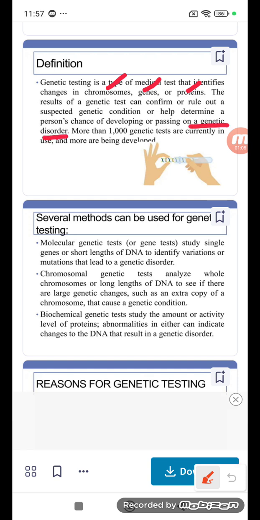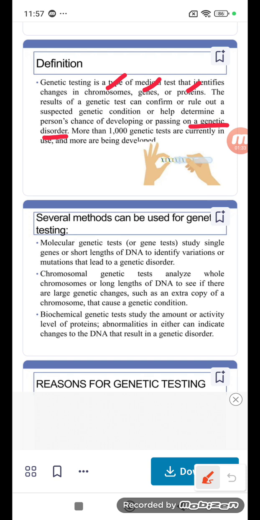A lot of genetic disorders are there, like trisomy 21, trisomy 18, Down syndrome, Edwards syndrome, Klinefelter syndrome. Different types of genetic diseases and disorders occur in our body. Some suspected genes are present, some genes act as carriers, and some genes are exposed. So every character is identified by genetic testing.